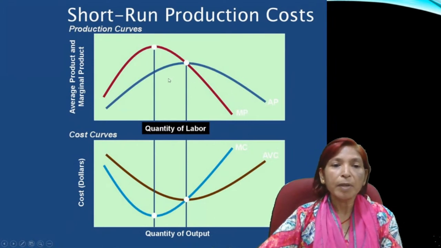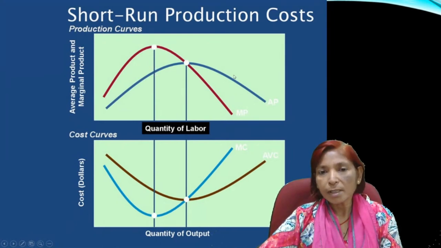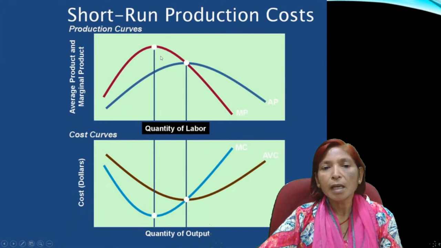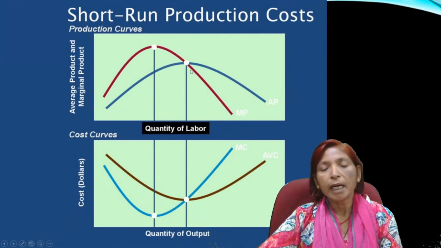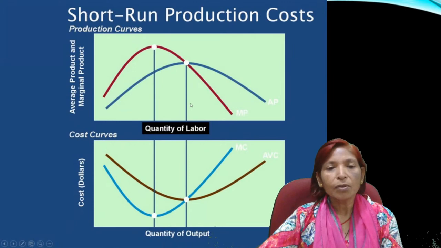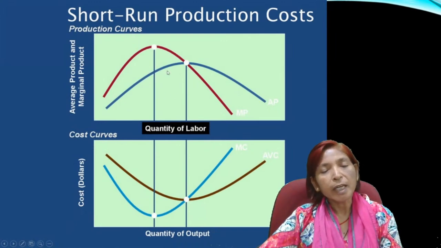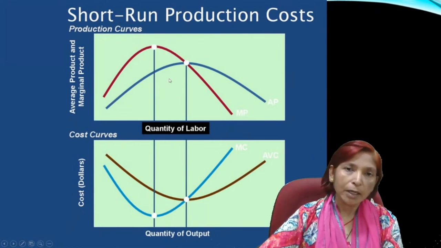And if AP increases, MP increases before that. If AP falls, MP falls before AP. And where both are equal, MP always cuts AP at its maximum point. Where AP is maximum, MP cuts AP and starts declining. So this reverse U-shaped curve is called the AP curve, and MP can be zero, MP can be negative, but AP can never be zero, can never be negative.